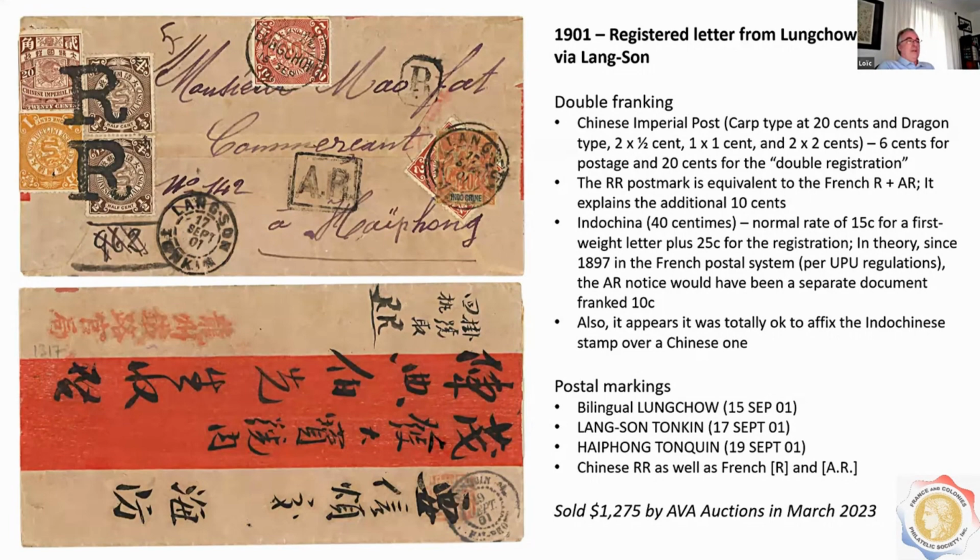I will assume that the postal agent in China at the border fixed the 40 centime from Indochina, which was 15 cents plus 25 for registration. There is no extra 10 centime here for the advice of receipt. It might have been put on a separate document according to the French regulations, or just not exist at all. I don't know. Also something that I need to research.